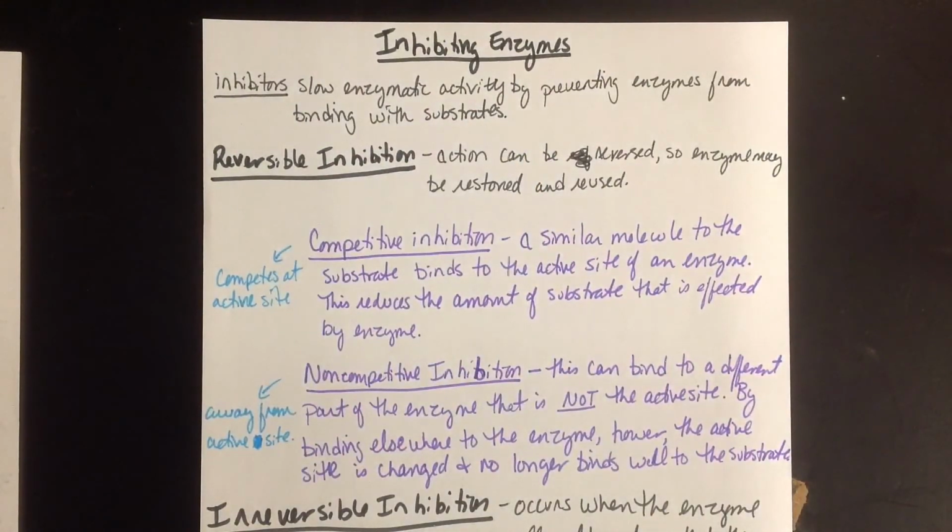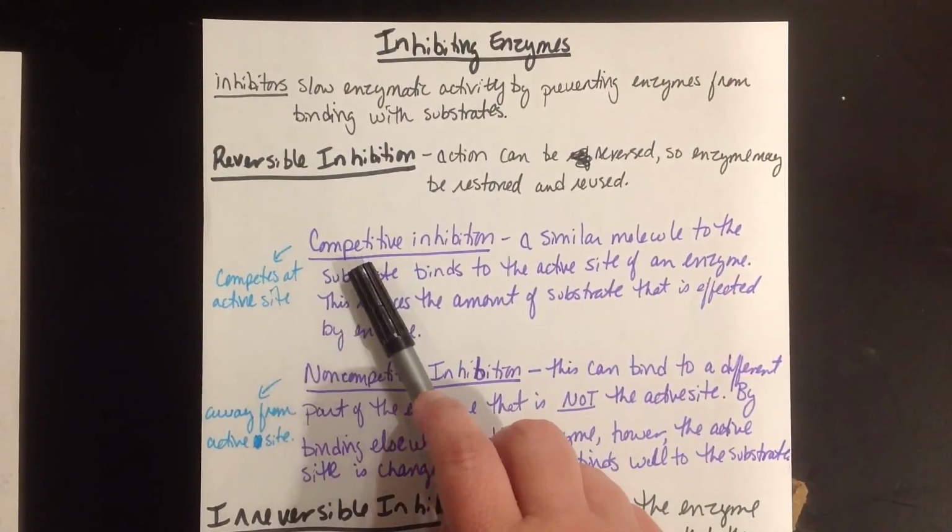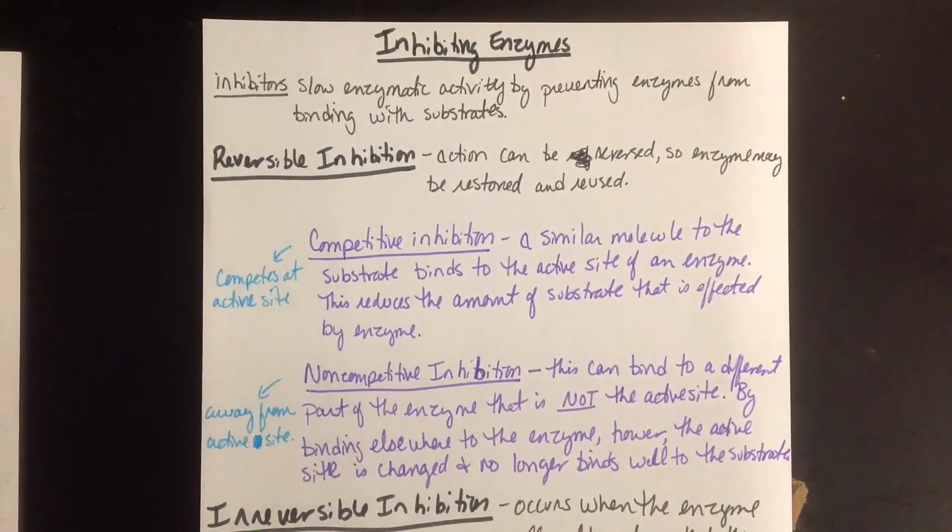So with non-competitive inhibition, what can happen is it changes the active site by a molecule being on the other side of that enzyme. Therefore, the active site is changed and can't bind to the substrate anymore. So the difference in these two is that a competitive inhibition happens at the active site, and a non-competitive inhibition occurs away from the active site.